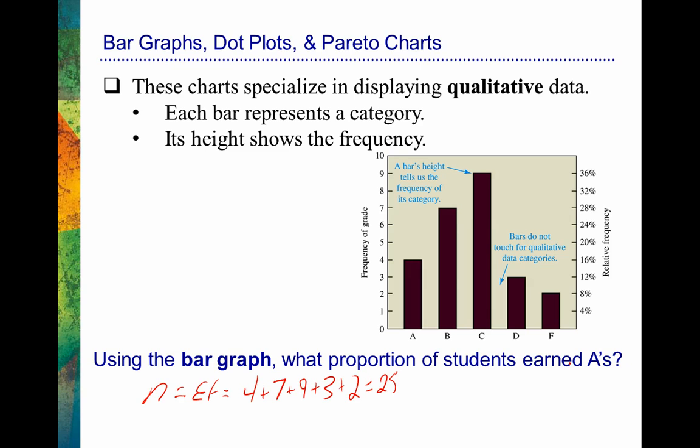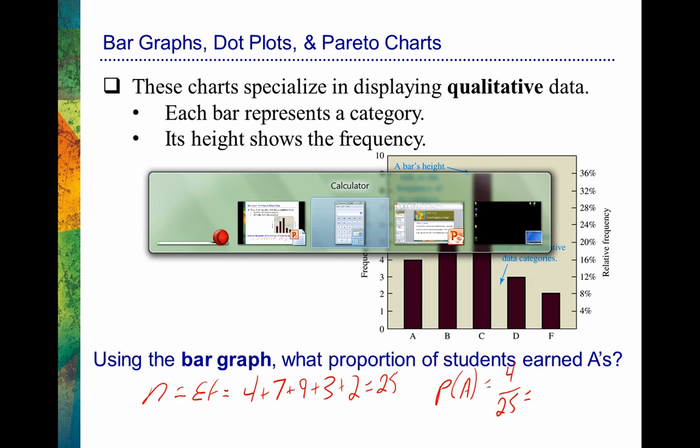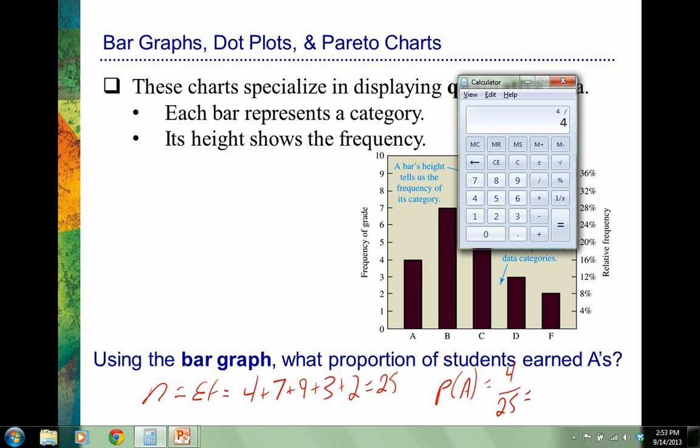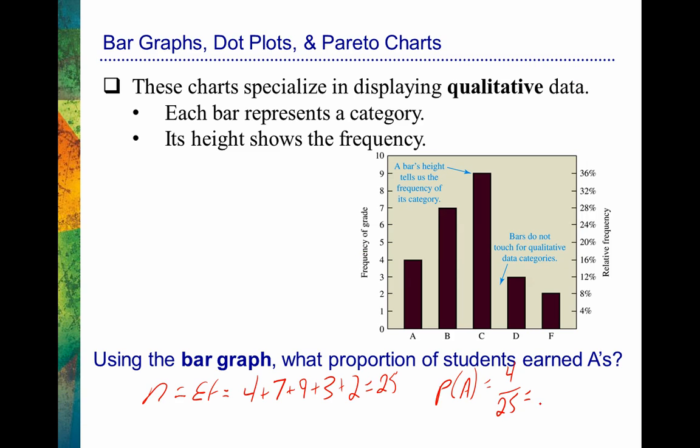We want to know what proportion of students earned A's. Here we'd have the proportion, or probability, who earned an A is equal to 4 students relative to 25 overall. Let's look at our calculator real quickly. 4 divided by 25 equals 0.16. So here we have 0.16, and we can see that that makes sense when we look at the chart and the way it's listed. All right, so they're pretty straightforward, and that's good.